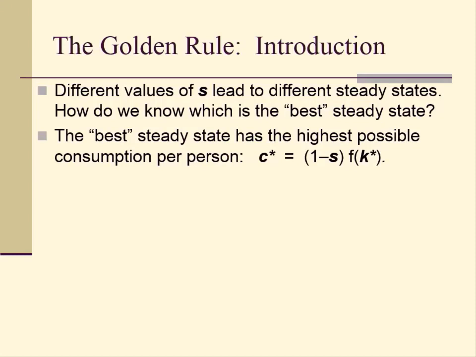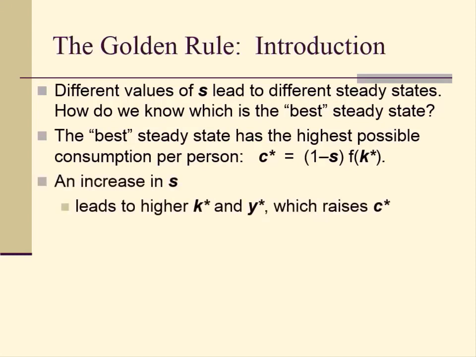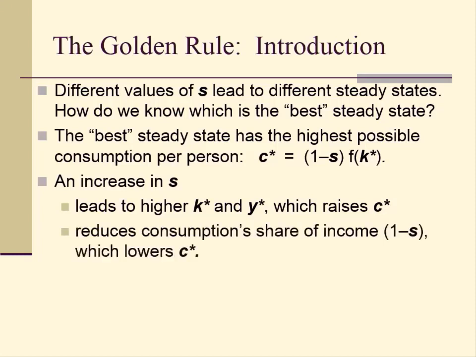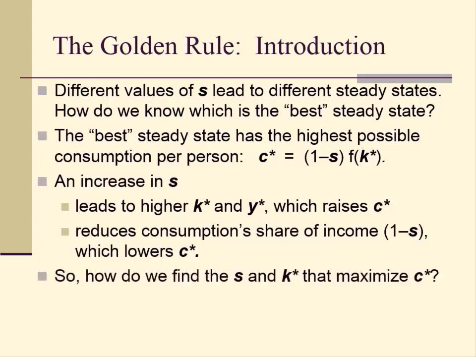And there are two effects of an increase in saving rate S. One, it leads to higher k star and y star, which raises C star. However, it reduces consumption's share of income, 1 minus S, which actually lowers C star. In other words, you cannot just keep increasing the saving rate forever. For example, when the saving rate equals 1, this implies C star equals 0. So how do we find the saving rate S and K star that maximizes C star?